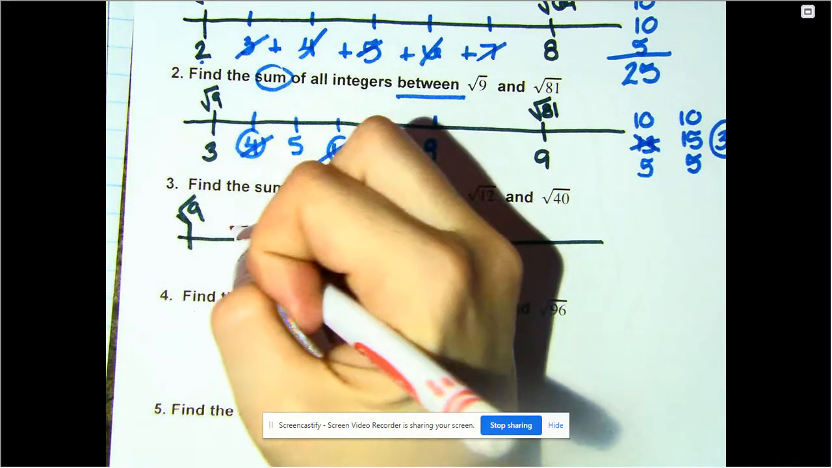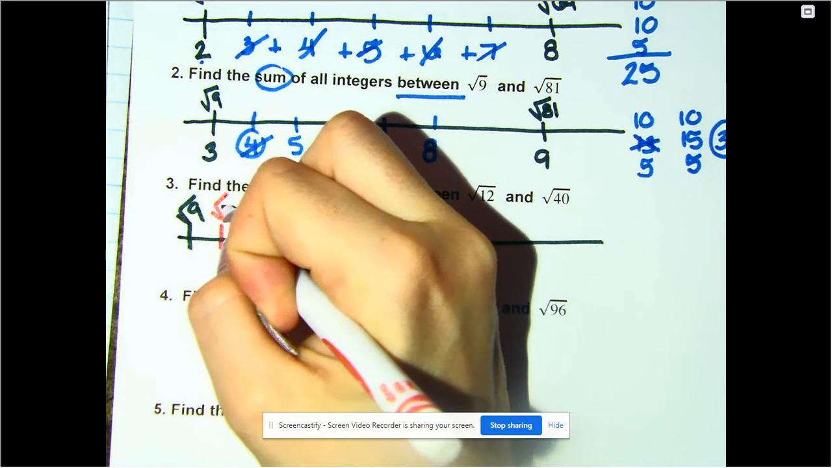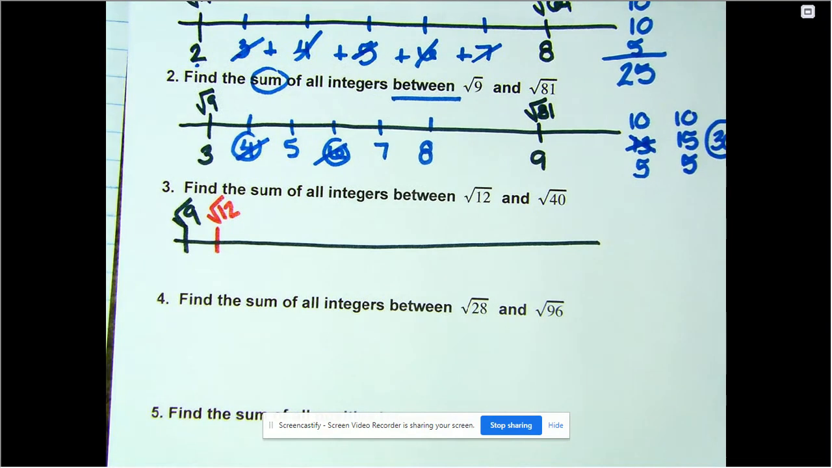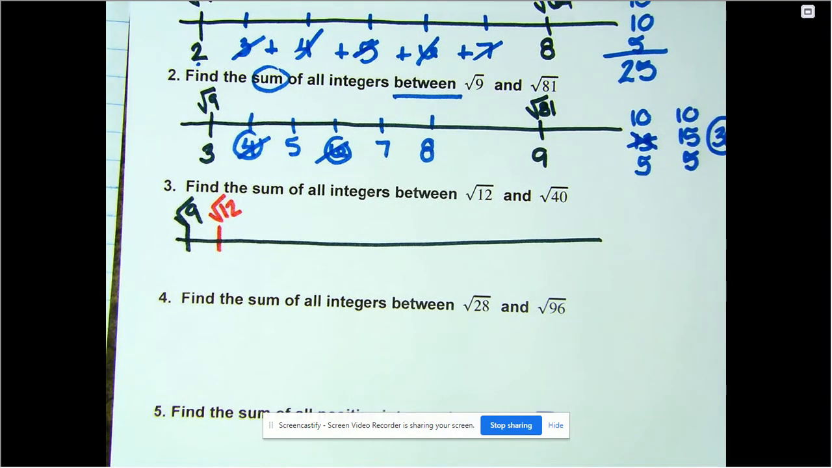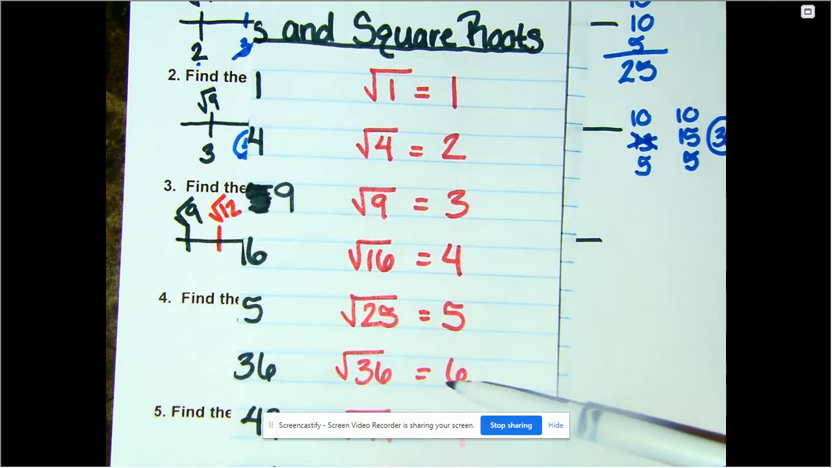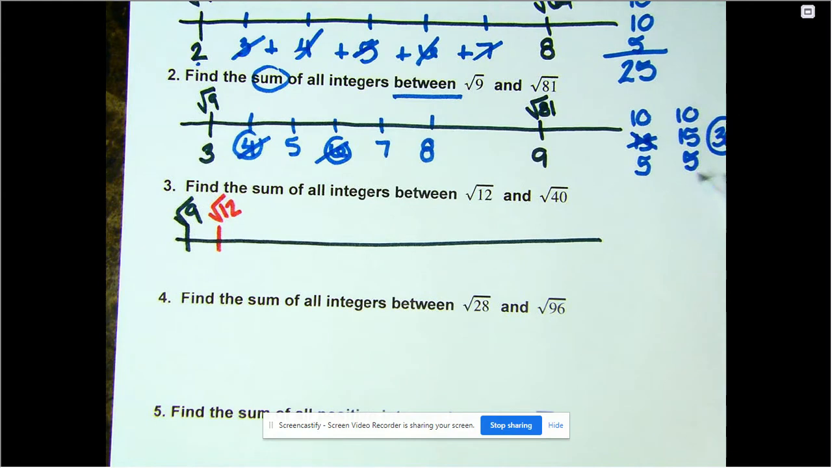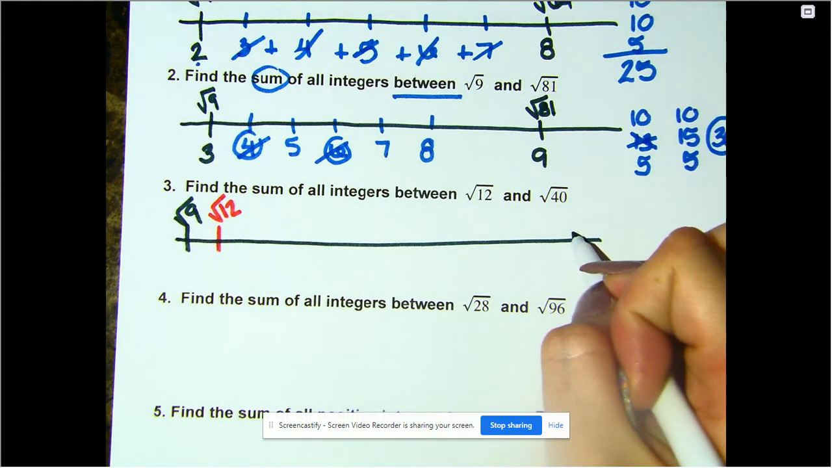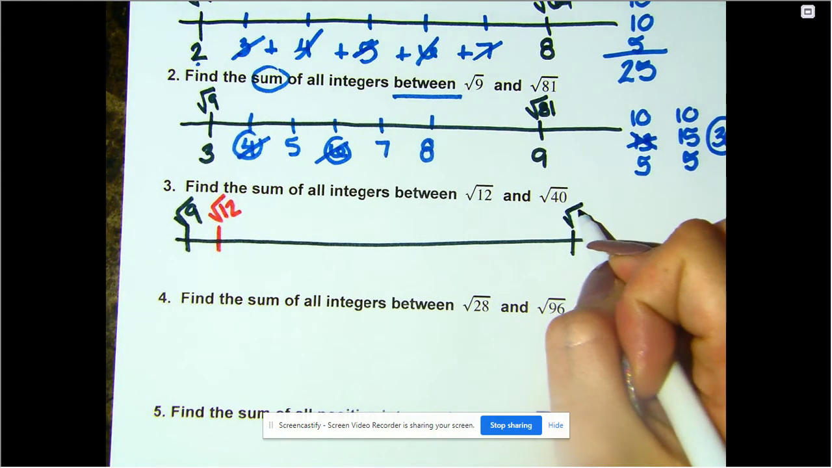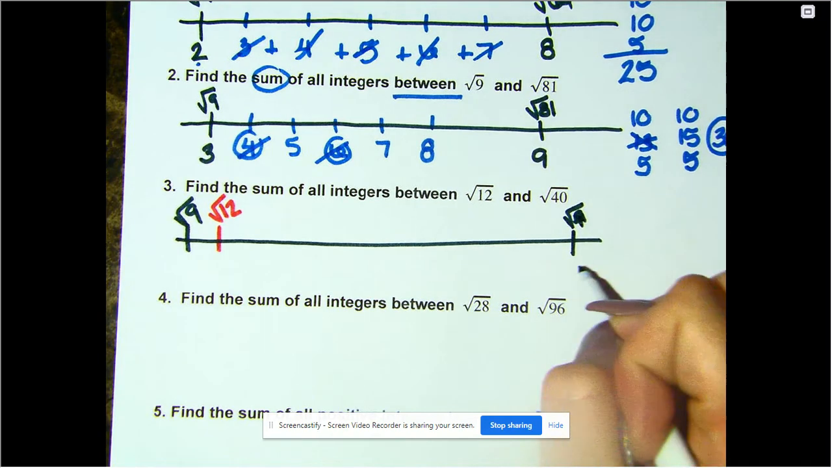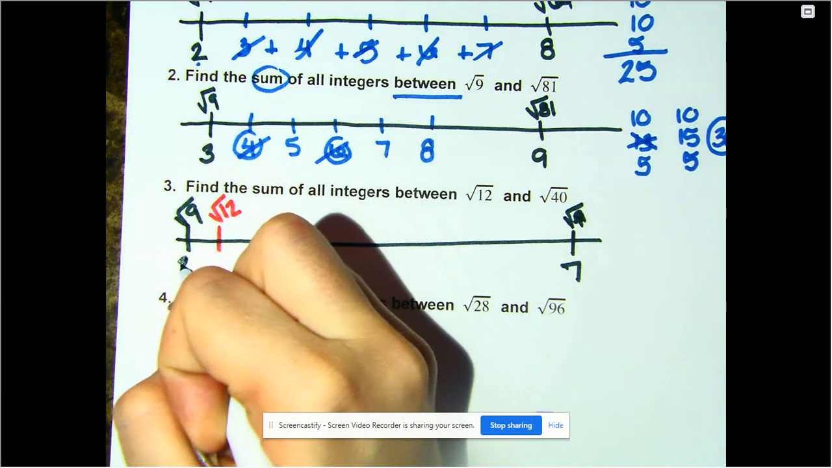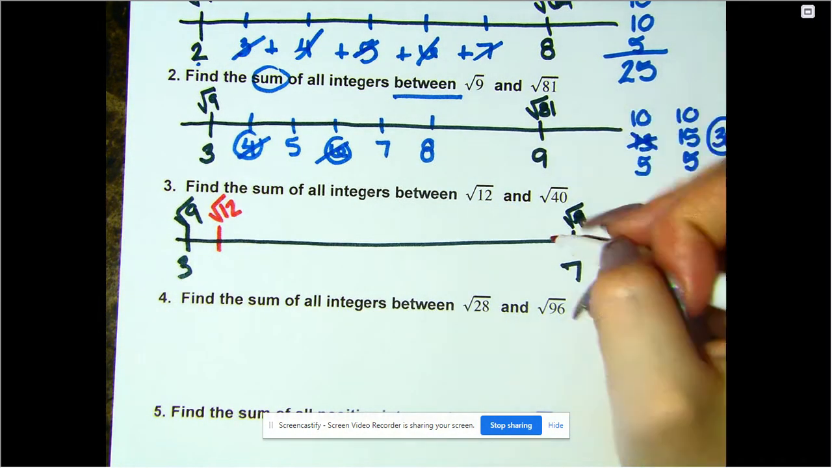And then I'm going to show you that the square root of 12 falls right in there. Okay? And then also the square root of 40. So as you look, the square root of 40 is going to fall between the square root of 36 and 49. Okay, so I'm going to put the square root of 49 up here, which we know is 7. We know this was 3. And the square root of 40 is going to fall right in here.